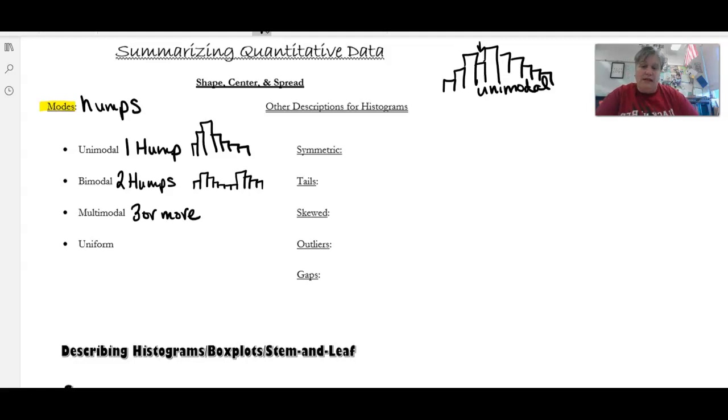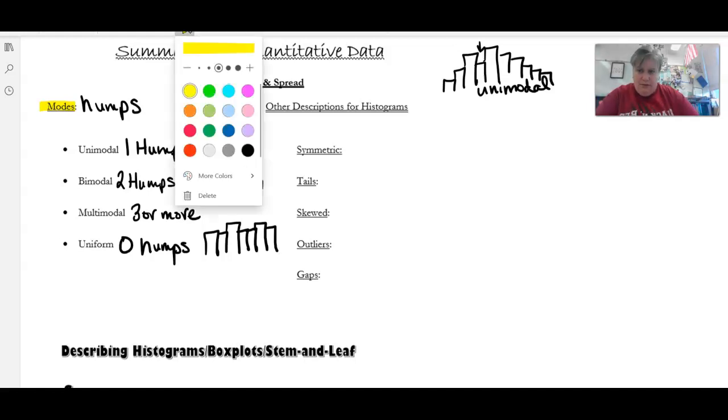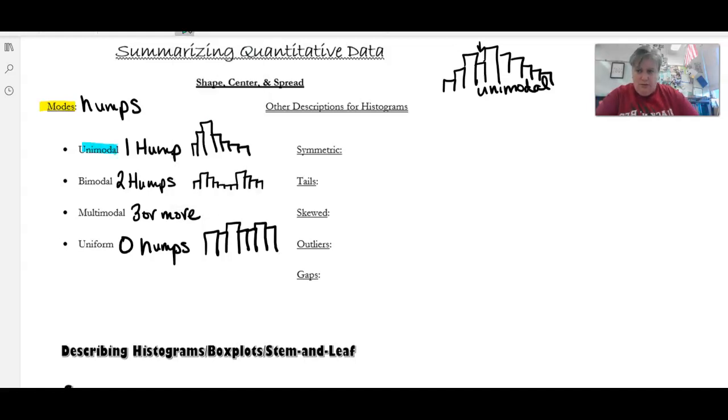Uniform. A lot of times people get confused with one hump, unimodal, because it's uni. But uniform is just no humps. And so everything's kind of the same height. Maybe a little bit taller or shorter, but it's no distinct humps. Okay. And we should highlight those because those are all vocabulary words you've got to know.